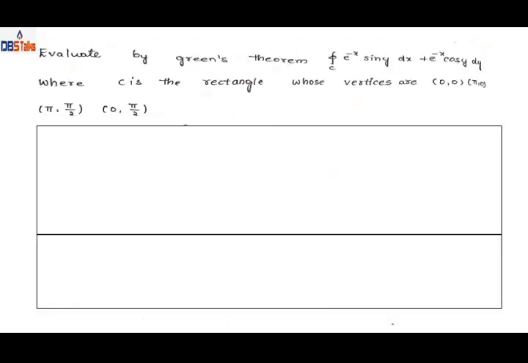The next problem is: evaluate by Green's theorem the closed integral over curve C of e^(-x) sin y dx plus e^(-x) cos y dy, where C is a rectangle whose vertices are (0, 0), (π, 0), (π, π/2), (0, π/2).